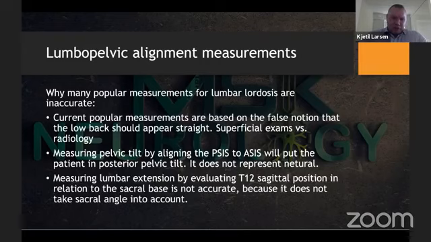Another common measurement is when measuring lumbar extension by making a vertical line from the T12 down towards the sacral base. And if the T12 is behind the sacral base, we say that it is lordotic. But actually, this does not at all take into account the sacral angle, and because so many disc herniations happen at the L5-S1 segment, this is an important variable that must be taken into account.